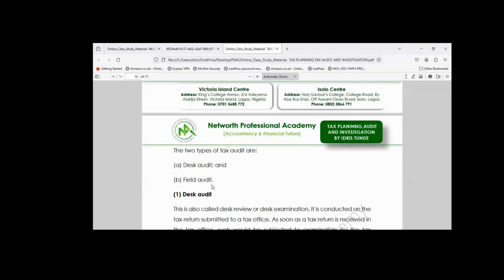Field audits normally cover more than 1 year. It can be 3 years, it can be 5 years, it can be 7 years. In field audit, the tax authority will leave their own office and go to the office of the taxpayer. The taxpayer will give them the opportunity to access the books and records. They will give them the books and records, and they will review the accounts.